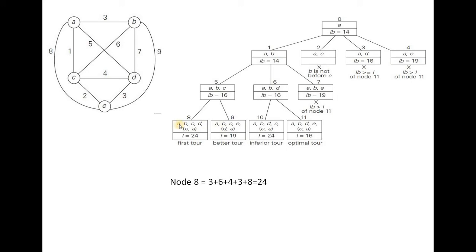When the route is A to B, B to C, C to D, then I can visit one more vertex E and then from E back to A. So that whole path is written here. For this second option, A to B, B to C, C to E, only one vertex is left out now, which is D, that is written in the bracket here, and then D back to A. So this is another route available. So this is a full tour available.